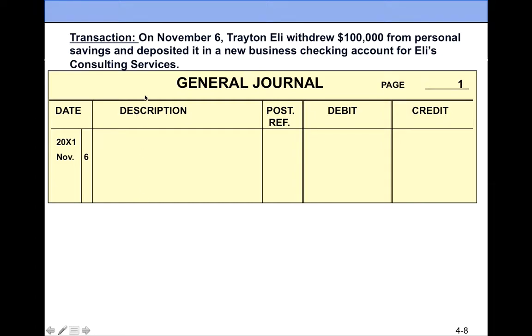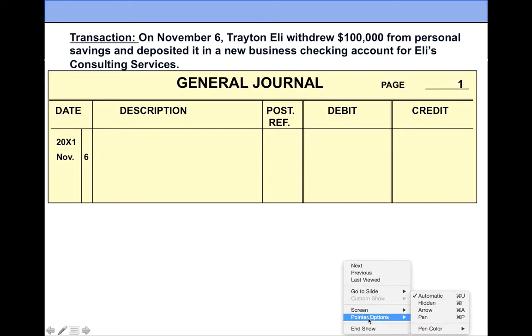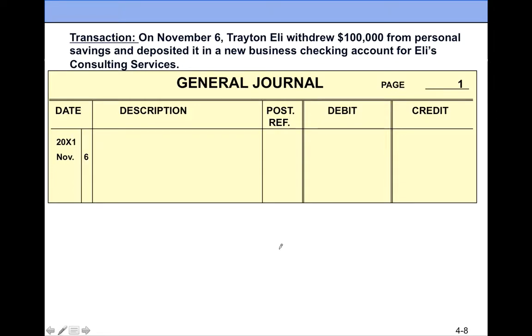We will put accounts and descriptions in this column. This is the posting reference. We will use it when we post to the ledger. And then you have 2 money columns, debit and credit. Our transactions, by the way, are the same transactions we looked at using T accounts in chapter 3. So on November 6th, Trayton Ally withdrew $100,000 from personal savings and deposited it in a new business checking account for Ally's consulting services. So on a piece of paper, I do my T accounts, right?